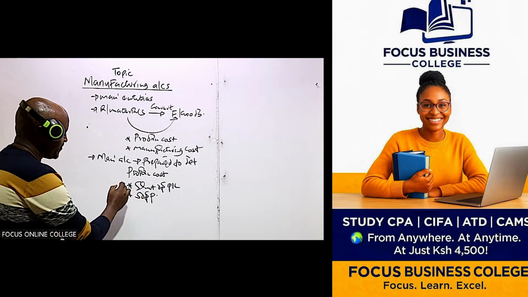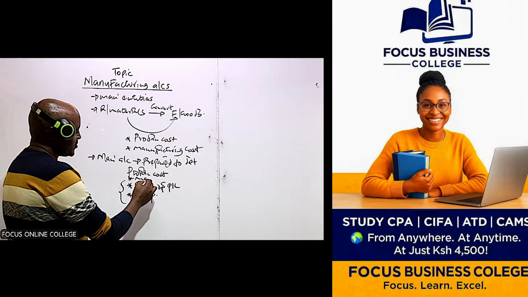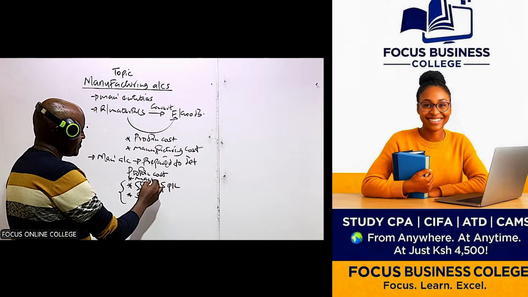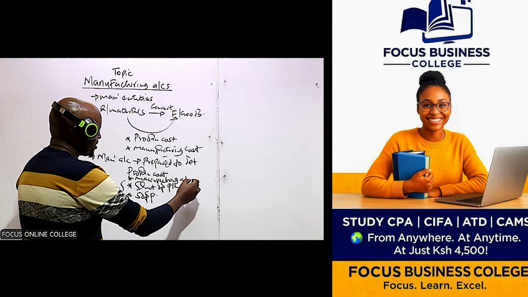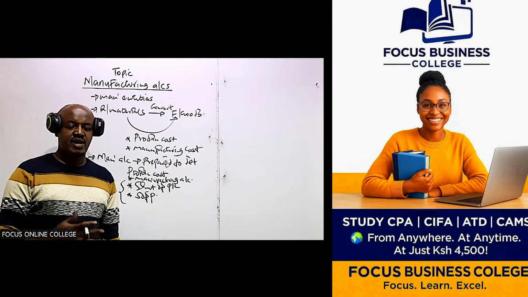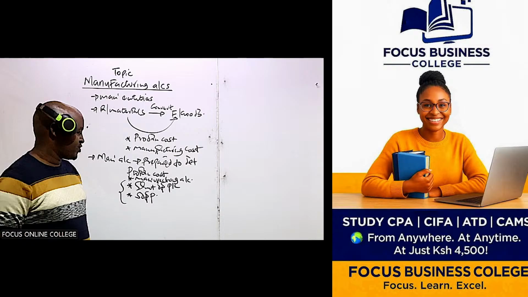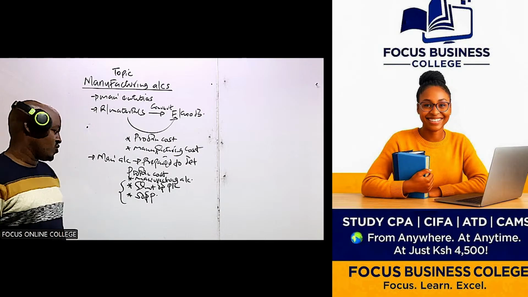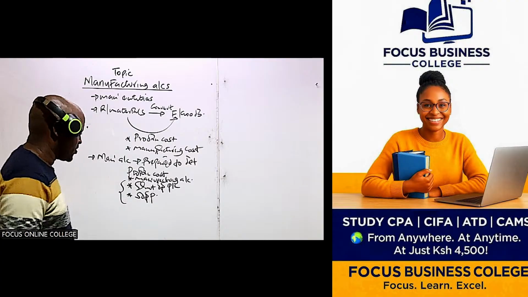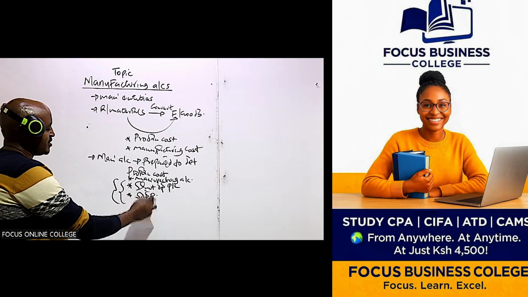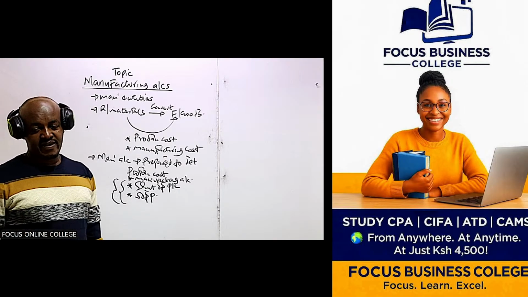But even before these financial statements are prepared, first of all, a manufacturing entity will have to prepare what is known as the manufacturing account. Once the manufacturing account has been prepared, that is the only time a manufacturing entity can proceed and prepare the statement of profit or loss, and also the statement of financial position. So is there any difference in terms of how we prepare the statement of profit or loss and the statement of financial position of a manufacturing entity?